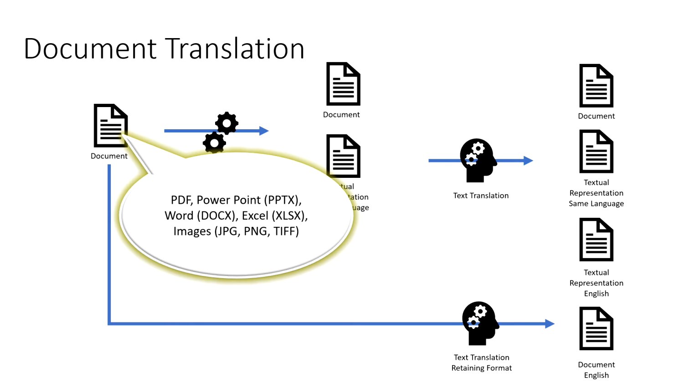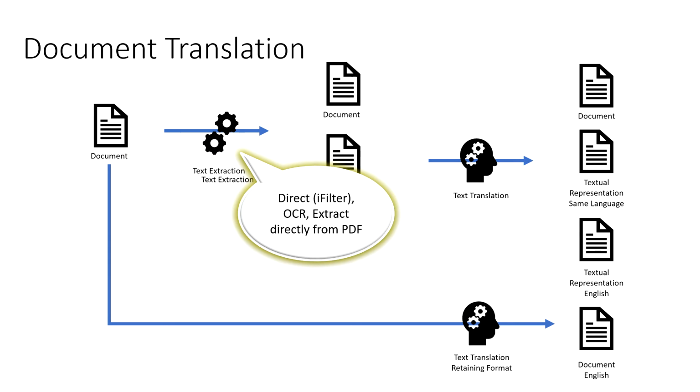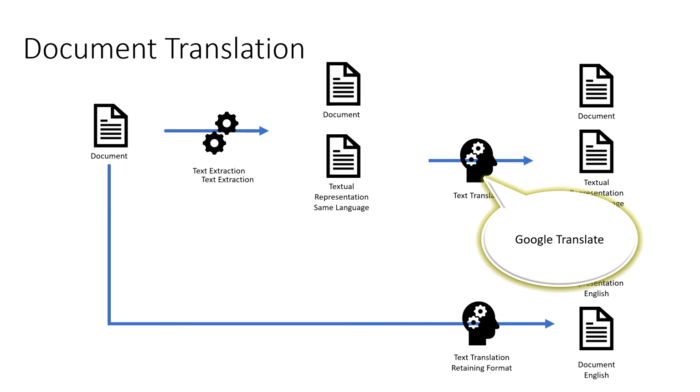TaxDiamond can translate text from most document formats. Text is obtained by using a variety of strategies, including reading from the document directly or optical character recognition. Translation is performed using specialized translation services, such as Google Translate.